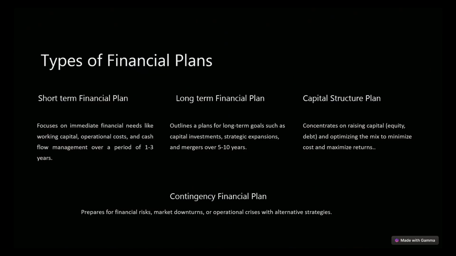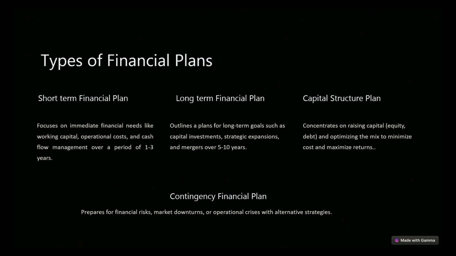Now, let us see what are all the types of business financial plans. Businesses can have different types of financial plans depending on their needs. The first type is short-term financial plan which focuses on immediate needs like managing day-to-day operations and the cash flow. This plan typically covers 1 to 3 years and ensures that the business can meet its short-term obligations like paying employees and suppliers. The long-term financial plan looks further ahead, usually covering 5 to 10 years. This plan might focus on major projects like expanding into new markets or building new facilities.